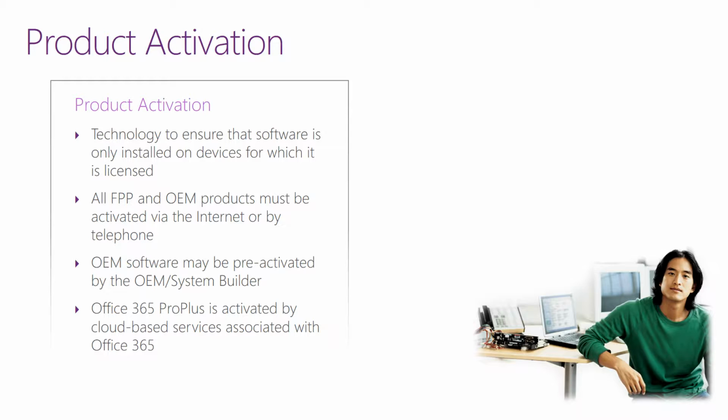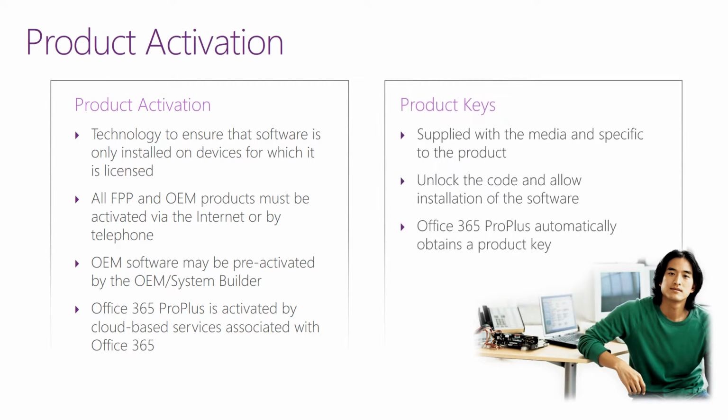Windows and Office purchased through FPP and OEM must be activated, and this can be done either via the internet or over the telephone. In the case of OEM software, the system builder can activate the software before the computer is delivered to the customer. So how does activation work? Well, a product key is supplied when the software is purchased with FPP or OEM software, and it's this that is used to unlock the code and allow the installation of the software.